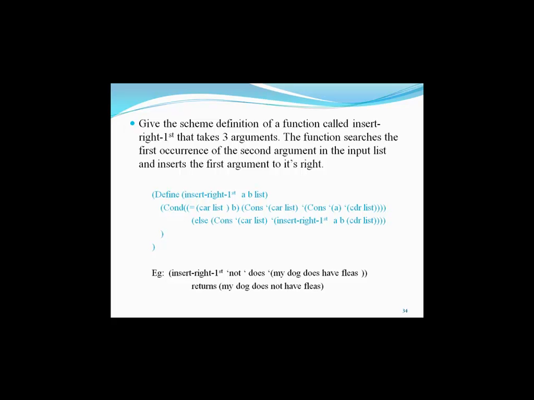The output will be completely combined with the car and recursively returned. And if the car of the list is not equal to b, we will send the CDR of the list to the insert write first function, get the output and combine it with the car of the list. With this, we come to an end of the questions.